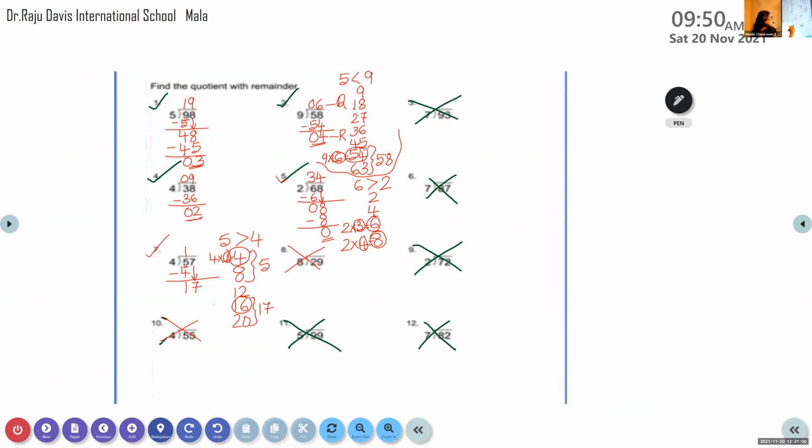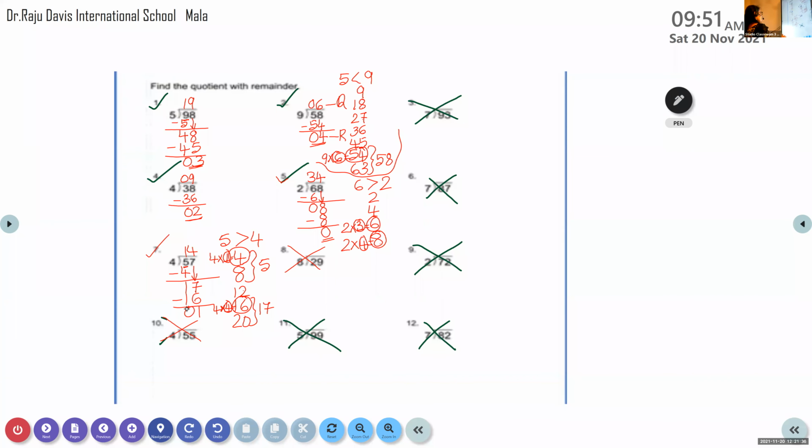Now, the next step is to check 4 into what is 16. So, just count here. 1, 2, 3, 4. 4 into 4 is equal to 16. So, this middle number 4 will move up as the quotient. Now, 16 will be here down. Then? We want to subtract. 7 minus 6 is equal to 1. 1 minus 1 is equal to 0.